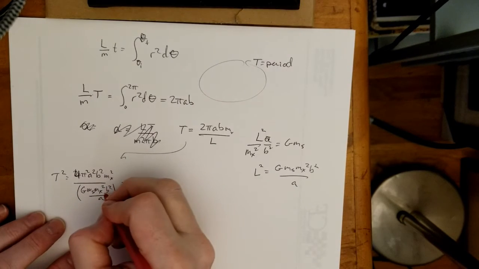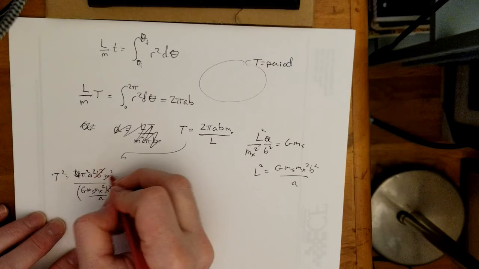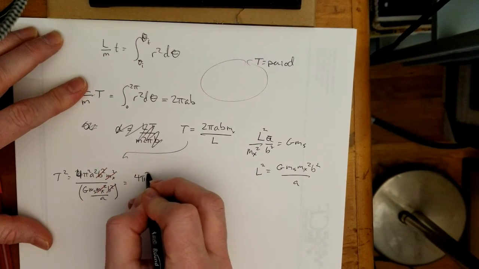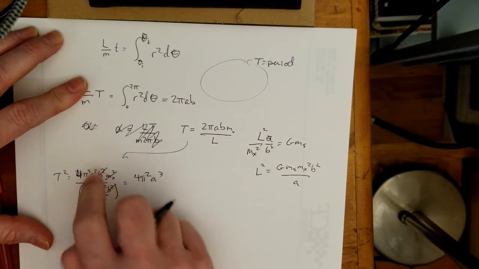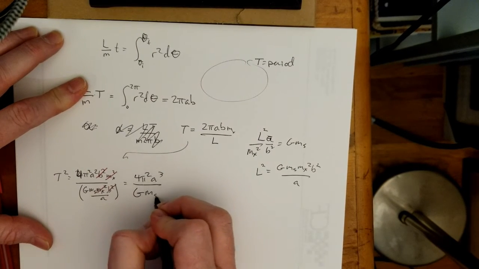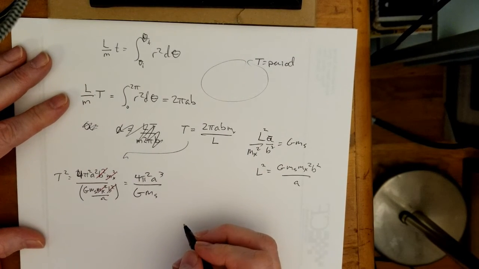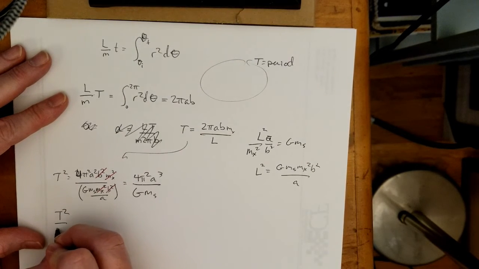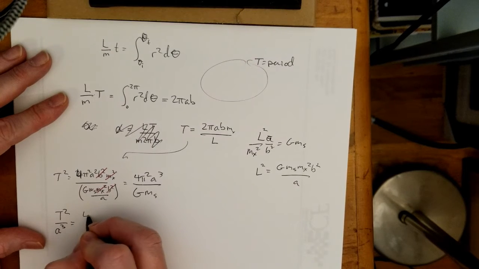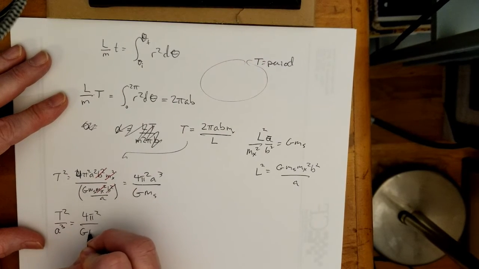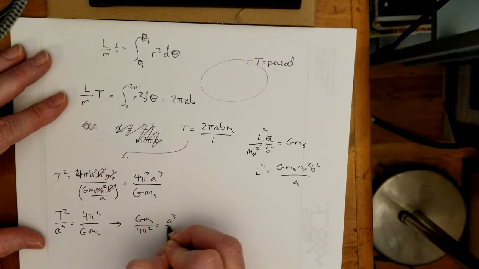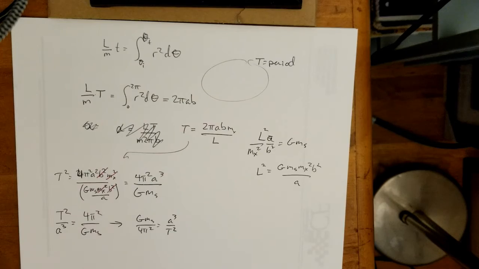Let's get rid of what we can. So b squared and b squared cancel out, m_x squared and m_x squared cancel out, and I'm left with 4 pi squared a cubed, when that a comes up, over G mass of the sun. In other words, T squared over a cubed is equal to 4 pi squared over G mass of the sun, or G mass of the sun over 4 pi squared is equal to a cubed over T squared. And that's Kepler's third law.